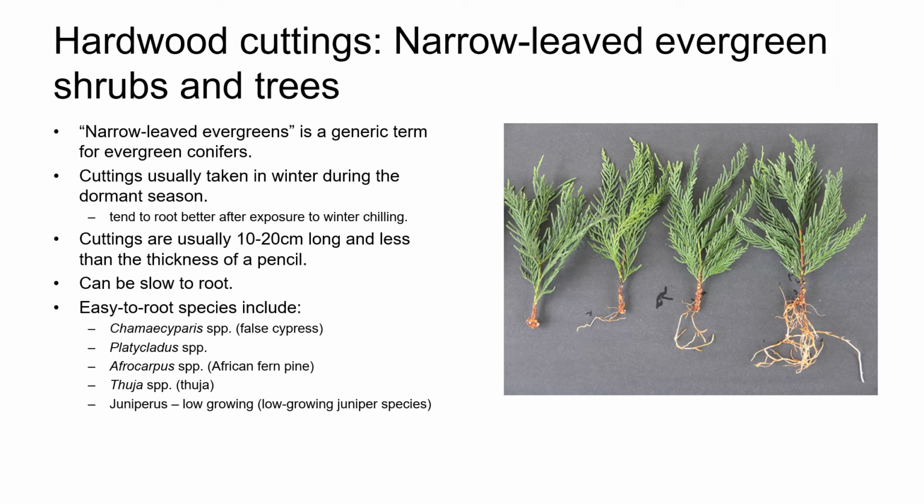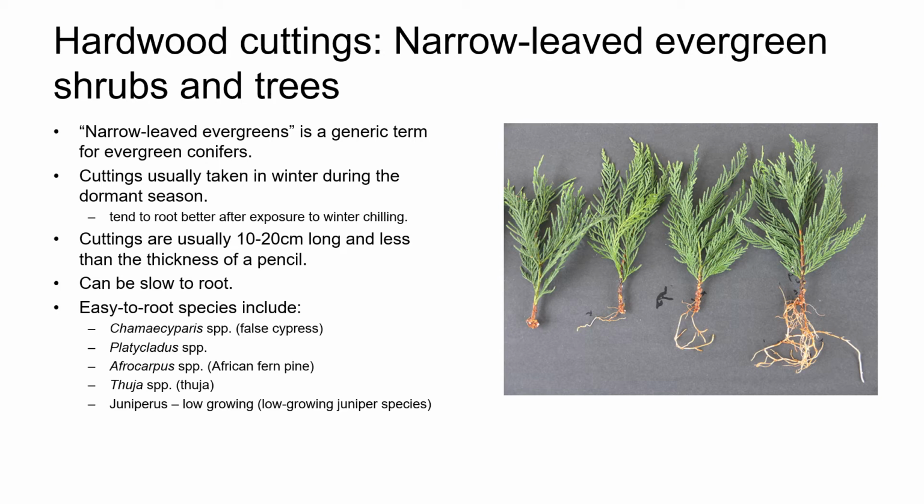Many narrow-leafed evergreens can also be propagated from hardwood cuttings. Narrow-leaf evergreens is a generic term for evergreen conifers such as juniper, thuja, chamaecyparis, spruce, hemlock, pine, fir, redwoods, and cypress. Hardwood cuttings of narrow-leaved evergreens are usually taken from late fall through late winter during the dormant season. They usually root best in a greenhouse with bottom heat of between 75 and 80 degrees Fahrenheit, plus mist.